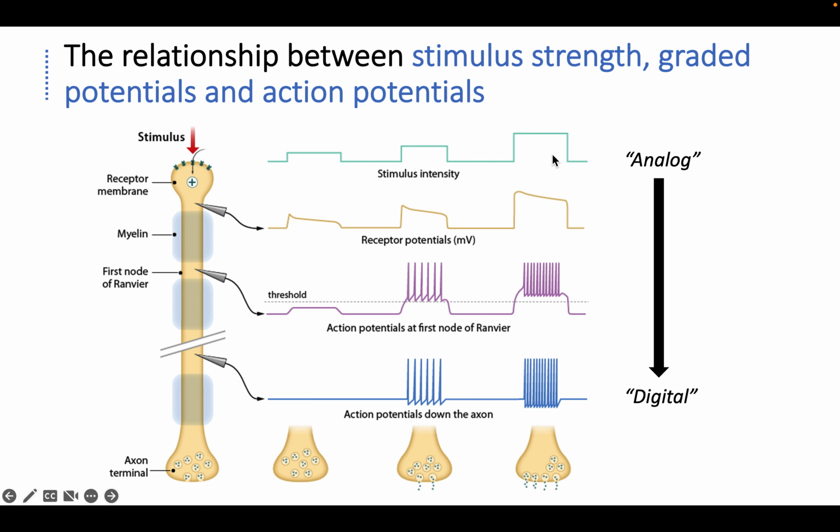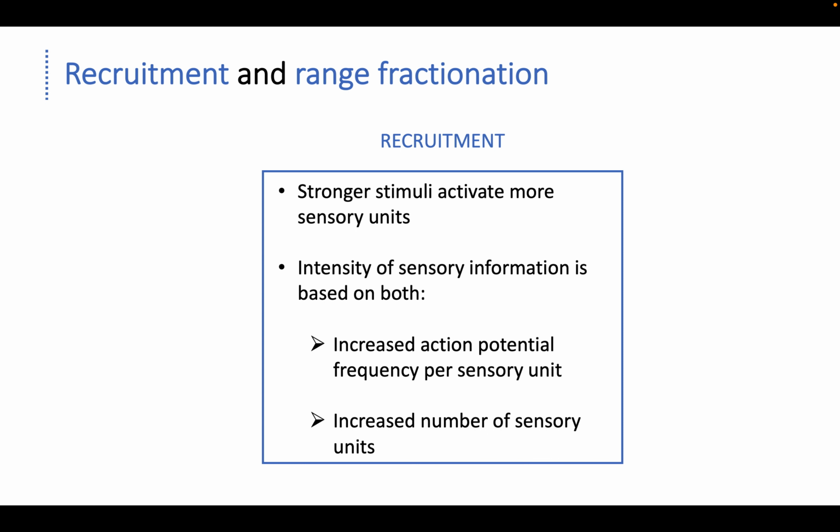That stronger stimulus results in a greater receptor potential, which generates more action potentials, which releases more neurotransmitter. So we perceive that as being a greater stimulus. It hurts more than if I hit you on the back of the hand with a spoon: smaller stimulus, fewer action potentials, less neurotransmitter release, okay? So this is this idea of recruitment. The way that we can determine the intensity of different stimuli is based on the stimulus itself and how strong it is, but that stimulus and its strength will recruit or activate more sensory units, right?